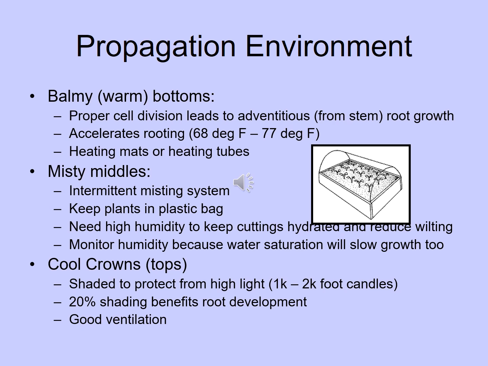Misty middles: we want the whole environment that the cuttings are in to be humid. So you can keep plants in a plastic bag, have a misting system, or keep them in a greenhouse with a swamp cooler, something that will keep the whole atmosphere and environment humid. But we also want that humidity to be moving. We want the air that is humid to be moving around. So ventilation, fans, some shading to keep them cool. Those are all important aspects of the propagation environment to increase the success of rooting of your stem cuttings. Balmy bottoms, misty middles, and cool crowns.